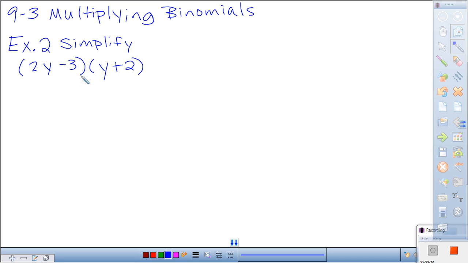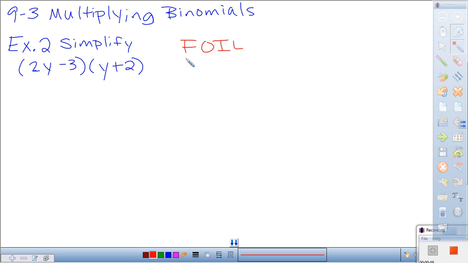Well, we can see obviously we're trying to multiply two binomials together. In order to do that, what we really need to do is distribute each term in each one of these parentheses to each other term in the other set of parentheses. Now that sounds kind of confusing, and it would be if someone hadn't come up with the term FOIL. And that's what we're going to be doing.